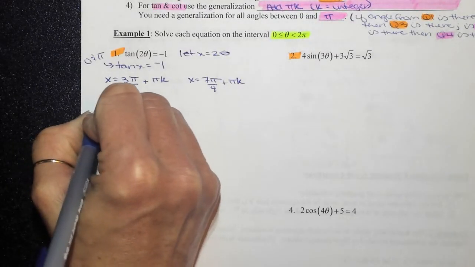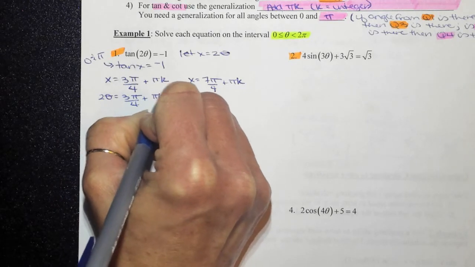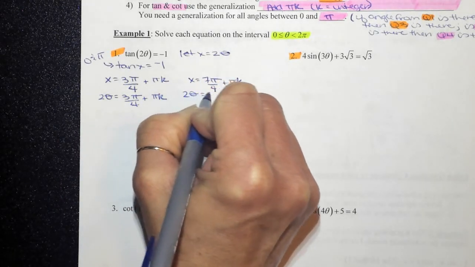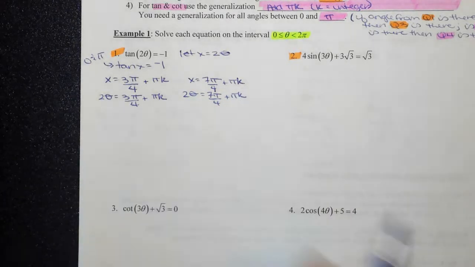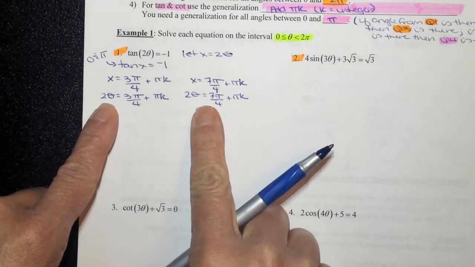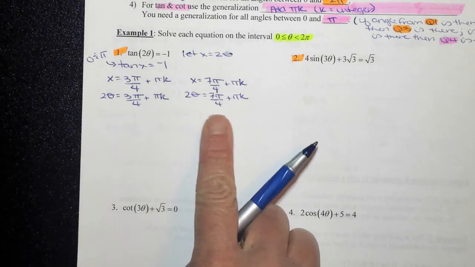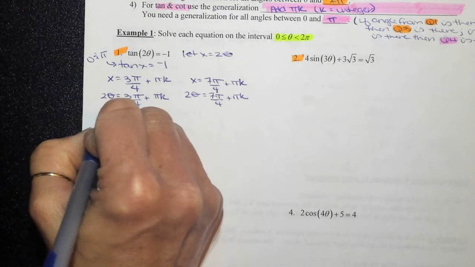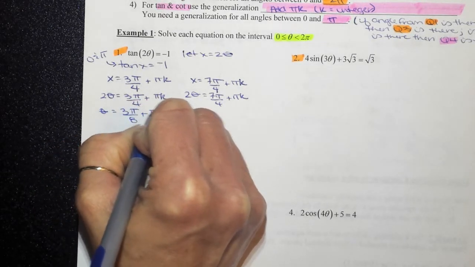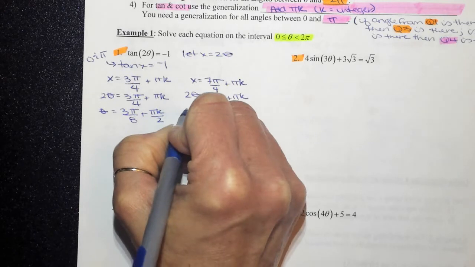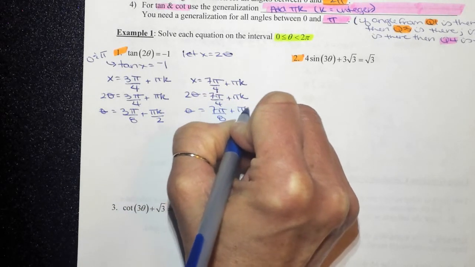So we have 2 theta is equal to 3 pi over 4 plus pi k, and 2 theta is equal to 7 pi over 4 plus pi k. So now what we have to do is solve for theta in both of these, which means we're going to divide by 2, or basically multiply by 1/2. So theta is equal to 3 pi over 8 plus pi k over 2, and theta is equal to 7 pi over 8 plus pi k over 2.